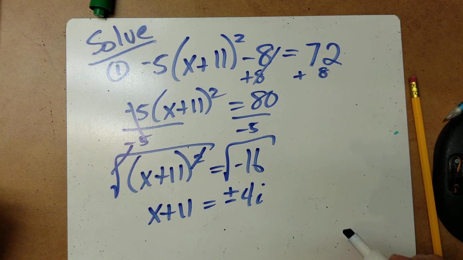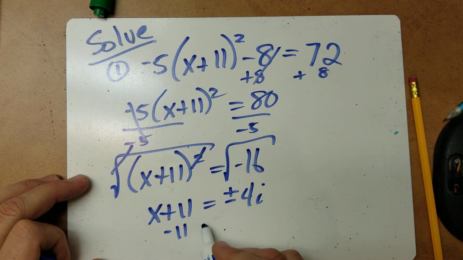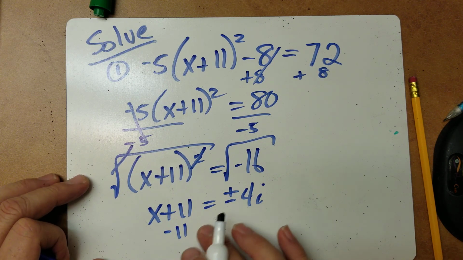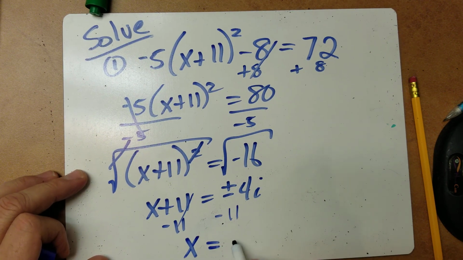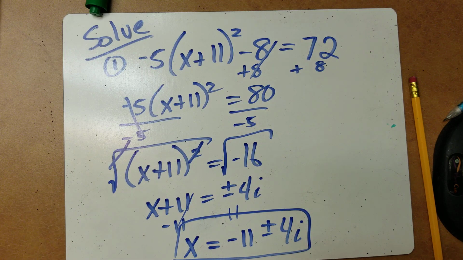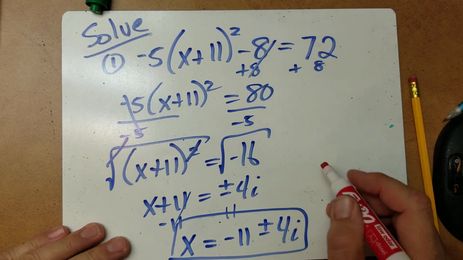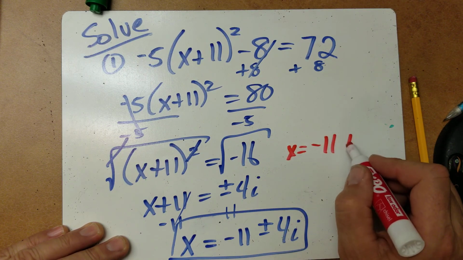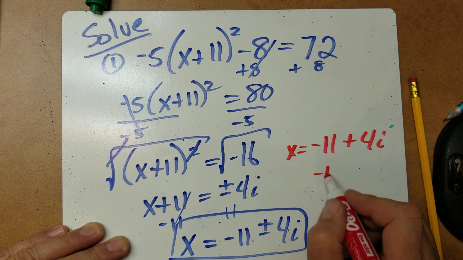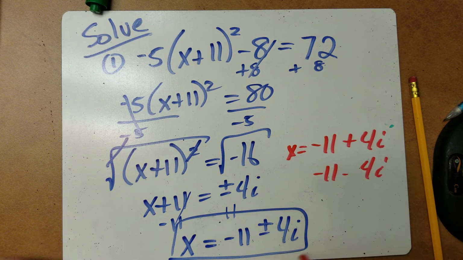But what do I do with that? Well, it's not that big a deal. I'm just going to subtract 11 on both sides. And what's that going to leave me? Simply this. X equals negative 11 plus or minus 4i. This is a legitimate answer. In fact, it's two legitimate answers. Remember, the plus or minus gives us those two answers. It's going to be this. X equals negative 11 plus 4i and negative 11 minus 4i. There we go.